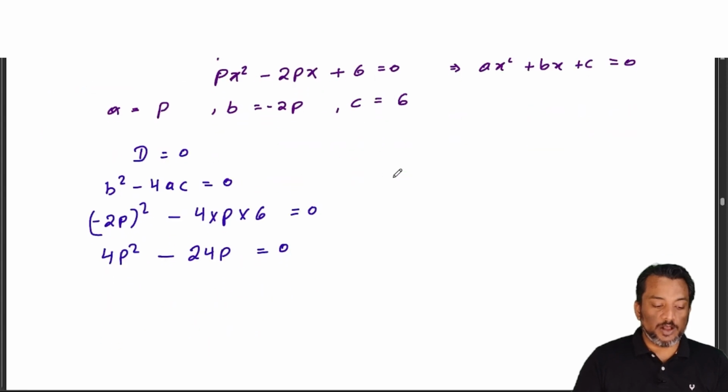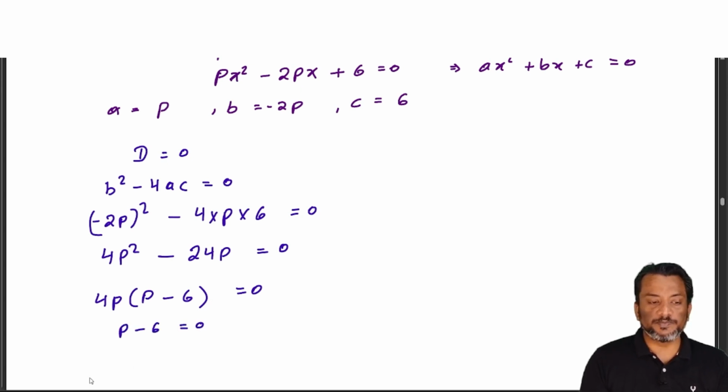Hope you are getting. Now after that you can take a 4 common. So 4p, you can take p common here. So how much you will get here? p minus 6 is equal to 0. So which means this 4 will go to that side. So p minus 6 is equal to 0. So p is equal to how much? We can say 6, and second 4p is equal to 0. So you can say p is equal to 0.